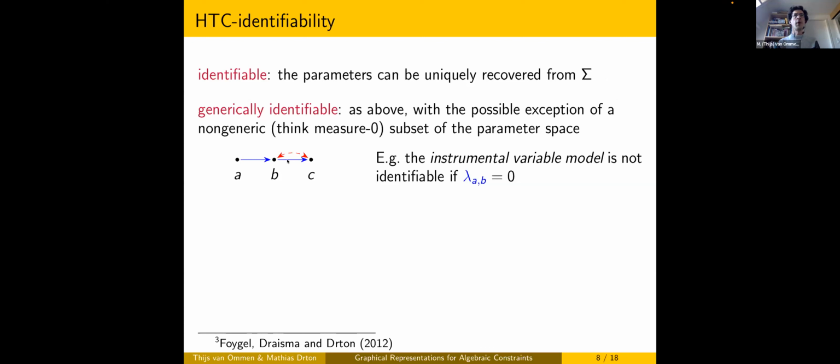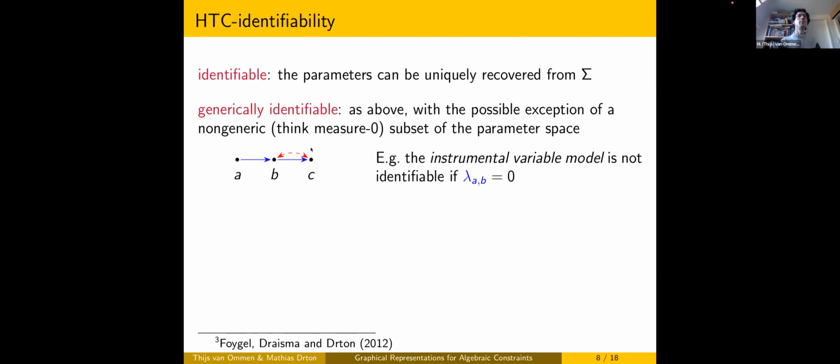So a prominent example where this occurs is in the so-called instrumental variable model. This is used if we want to determine the causal effect of B on C. This is not identifiable, but it is generically identifiable, and the difference occurs when the parameter on this arrow is 0. If this arrow has parameter 0, then any covariance matrix you get out has only sigma BC not equal to 0, and then there are infinitely many ways to attribute that to either this directed edge or that bidirected edge.